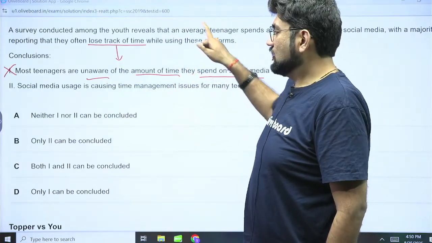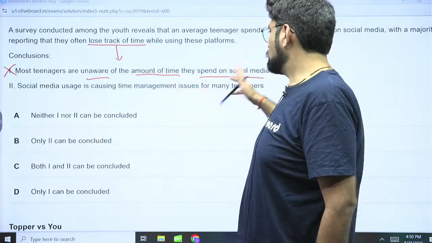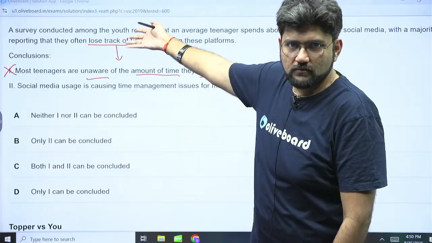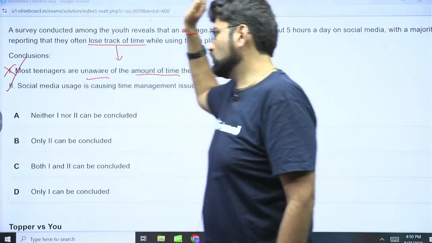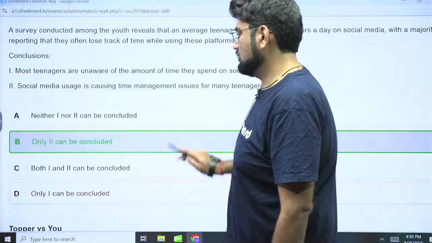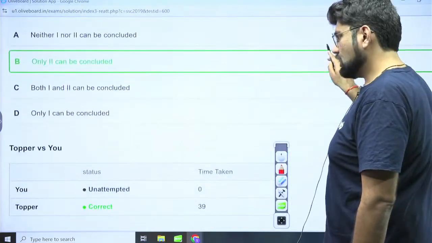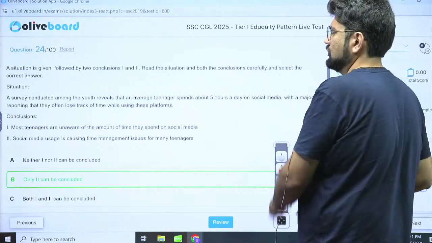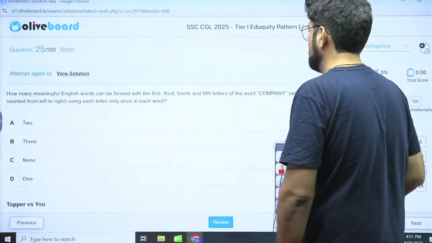So this is incorrect. Social media usage is causing time management issues for many teenagers. That is clearly visible. So conclusion 2 will be my correct conclusion. Only 2 can be concluded. Oops, sorry. Okay. 39 seconds. Decent. Not a problem. Last question for the day.